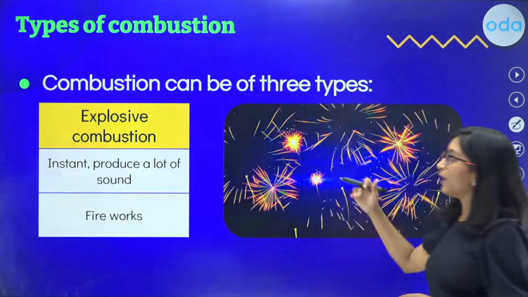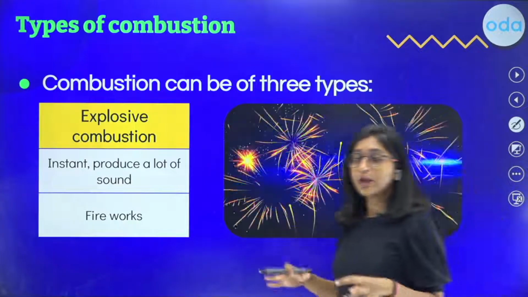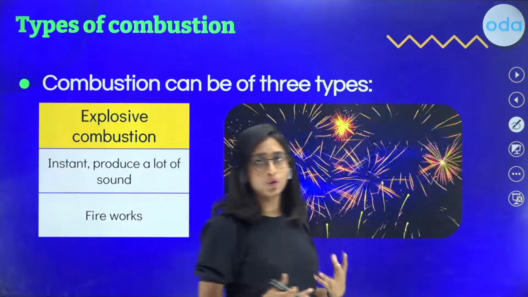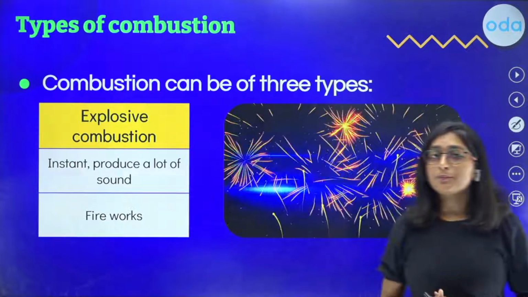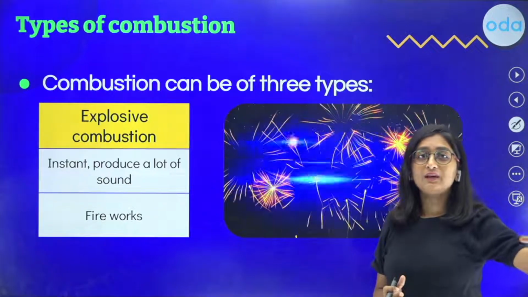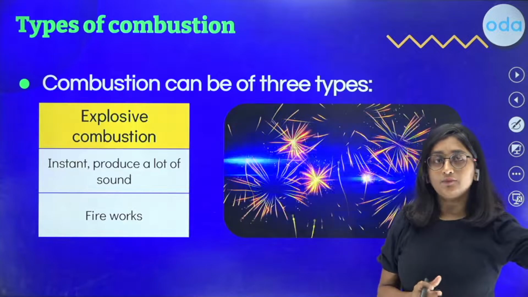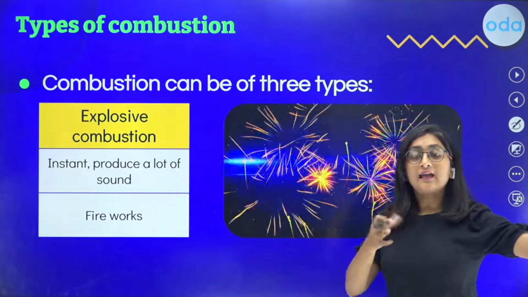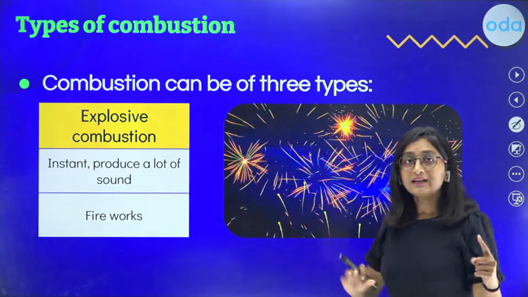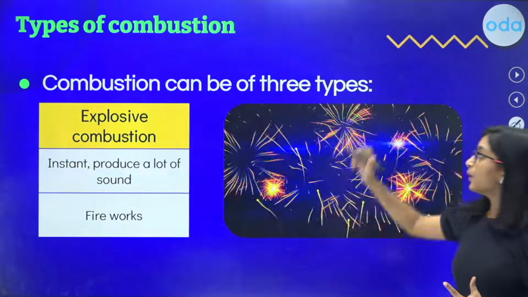Now going further, the second kind is going to be the explosive combustion. If you have seen the crackers, they're going to explode. What type of combustion is that? That is different from the lighting of a gas stove, right? The bursting of the cracker is a different kind of combustion. There is also a flame produced, but it is a type of combustion known as explosive combustion.